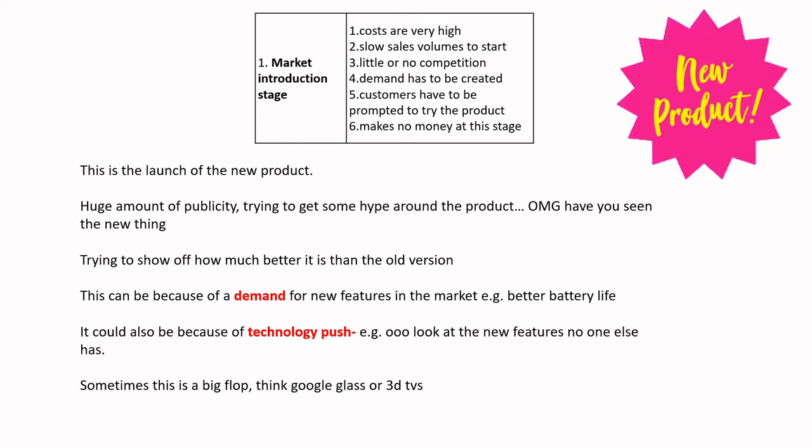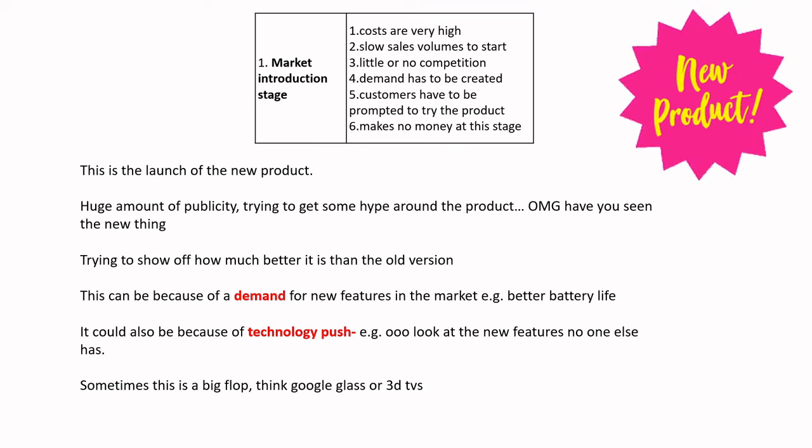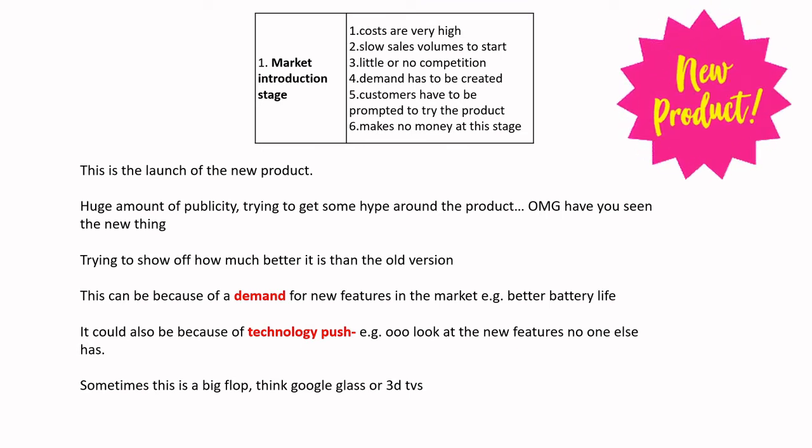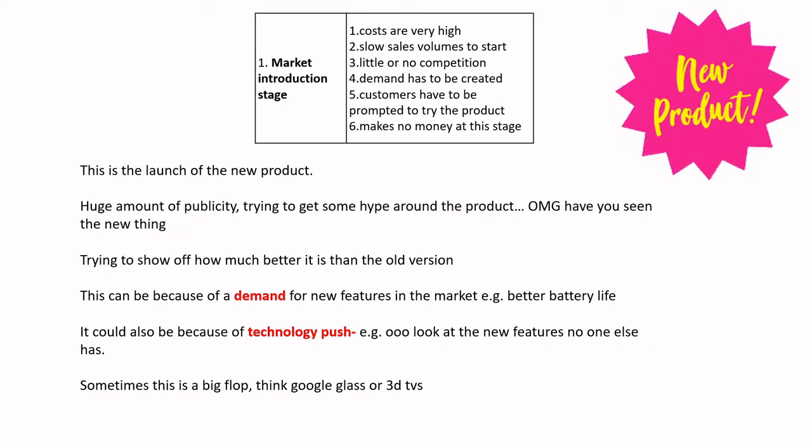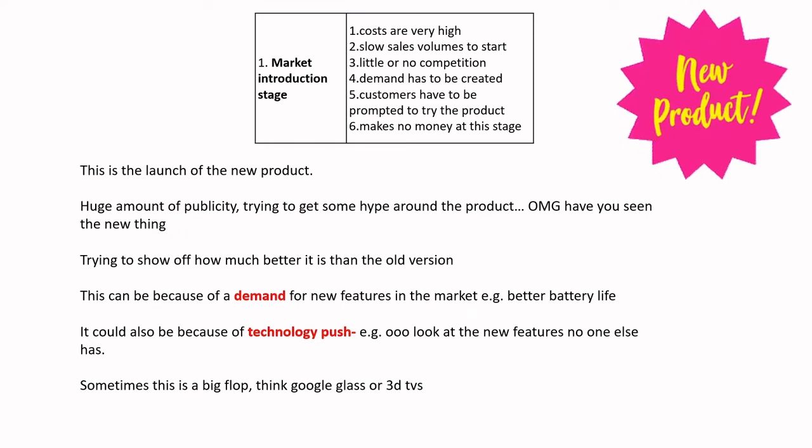It's so much better than the old version. This comes out because it can either be because there's a demand for a new feature. So we've got new battery life, or we've got this excellent new 3D feature, whatever it may be. But it's maybe because of technology push. So we've created this brand new thing no one's seen before. A big example of that technology push might be video games. So when Nintendo came up with the nunchucks, when they did the motion control, that was all to do with technology push rather than demand, because no one's expecting that, and suddenly everyone's like, oh wait, we can actually do bowling or tennis in your front room.